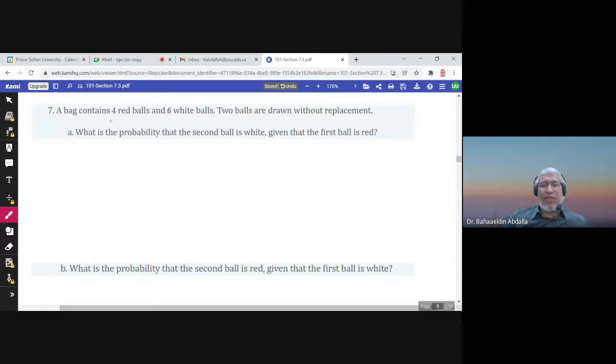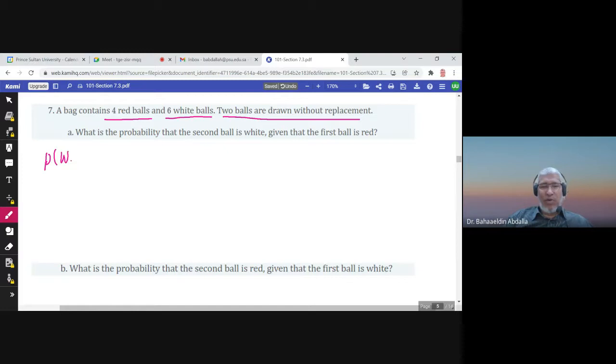A bag contains 4 red balls, 6 white balls. 2 balls are drawn without replacement. What is the probability that the second ball is white given that the first ball is red? So we need to find the probability that the second ball is white.